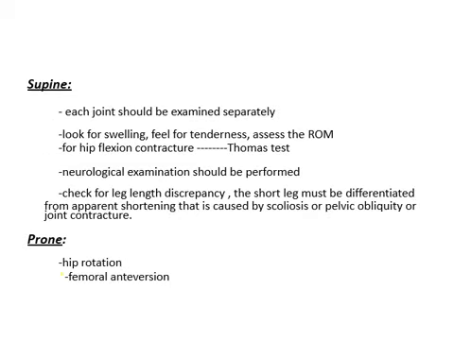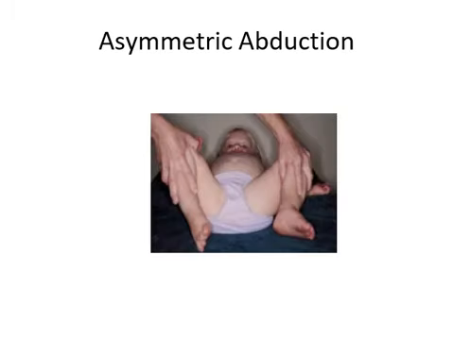By examining them supine, each joint should be examined separately, looking for any swelling, tenderness and range of motion, and checking again for leg length discrepancy. Examination starts by looking at both sides for asymmetry in the abduction. This is a clue for limited range of motion of one hip rather than the other side, which is very common in developmental dysplasia of the hip.